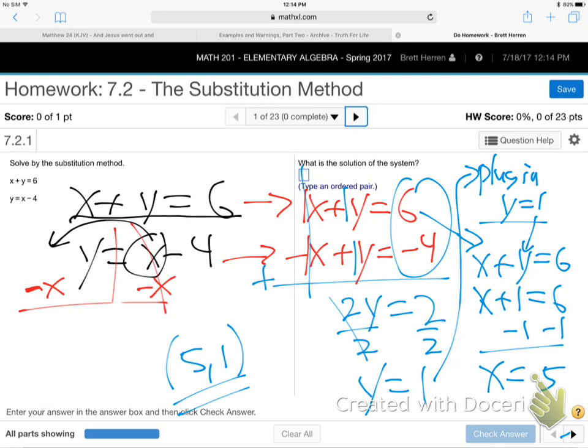5, 1. You can tell 5, 1's right. If you put in 5 for x, 1 for y, it makes both equations true, doesn't it? Now, I'll show you the new method. Everybody good with that? That's the old method. That's what we did for the last hour and a half.